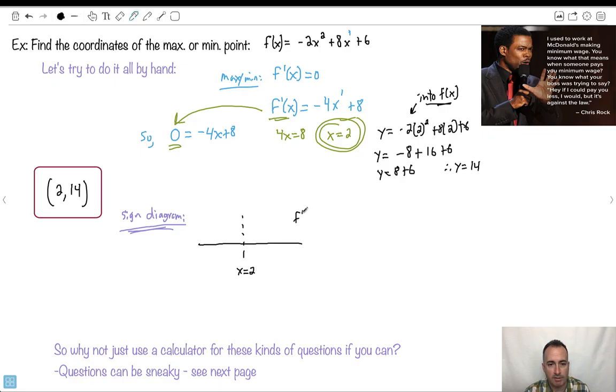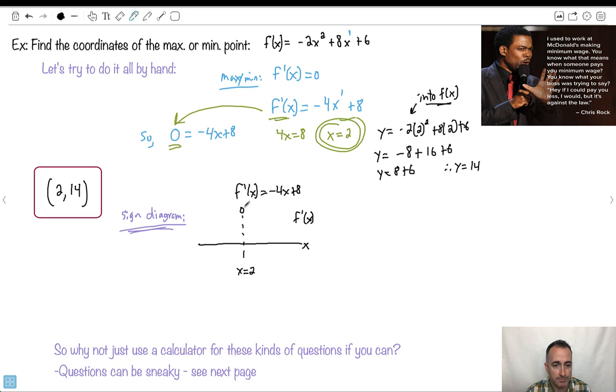Now I'm looking at f prime of x. These are the x values, but up on the y-axis, I'm looking at f prime. I know that the value here is 0 at x equals 2. Here's my derivative: f prime of x equals minus 4x plus 8. When x is 2, minus 4 times 2 gives me minus 8, and minus 8 plus 8 gives me 0.